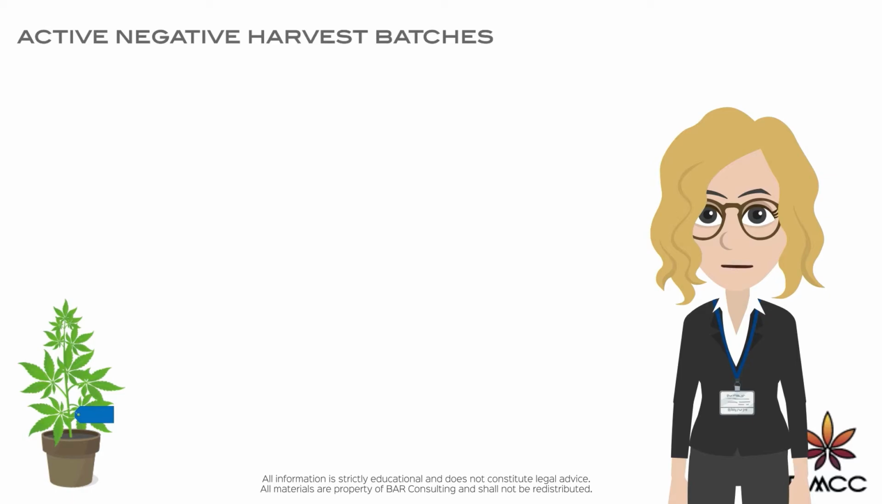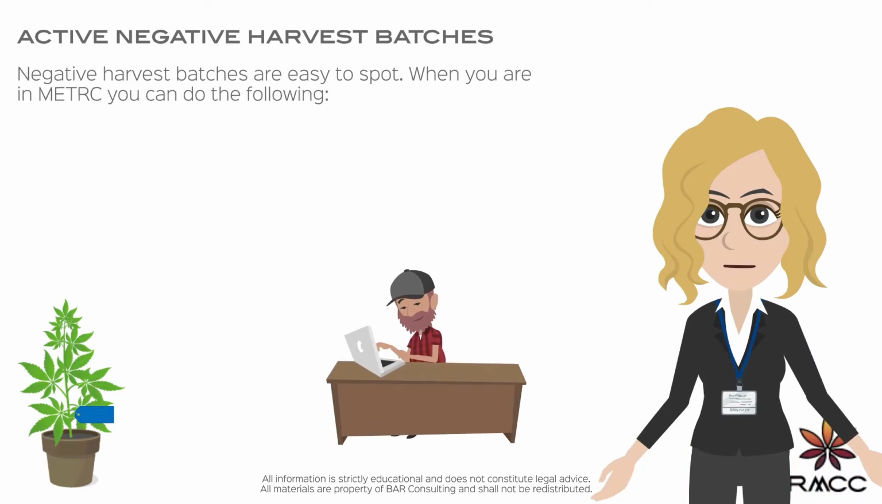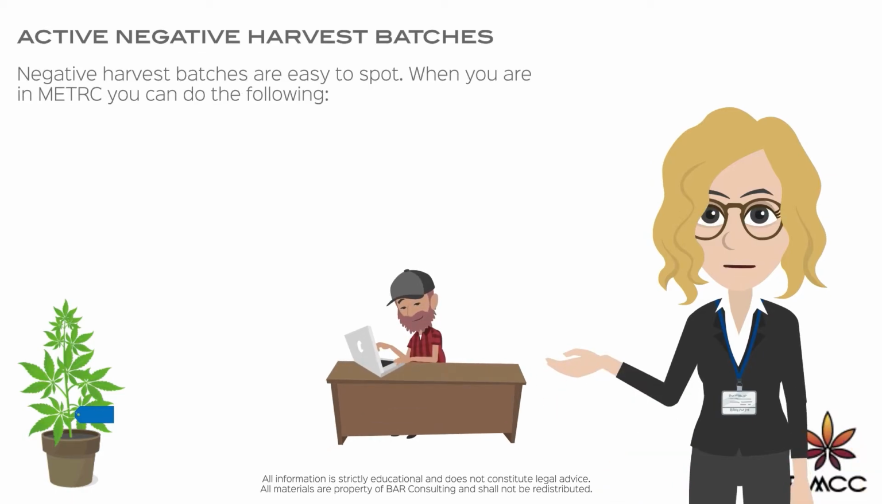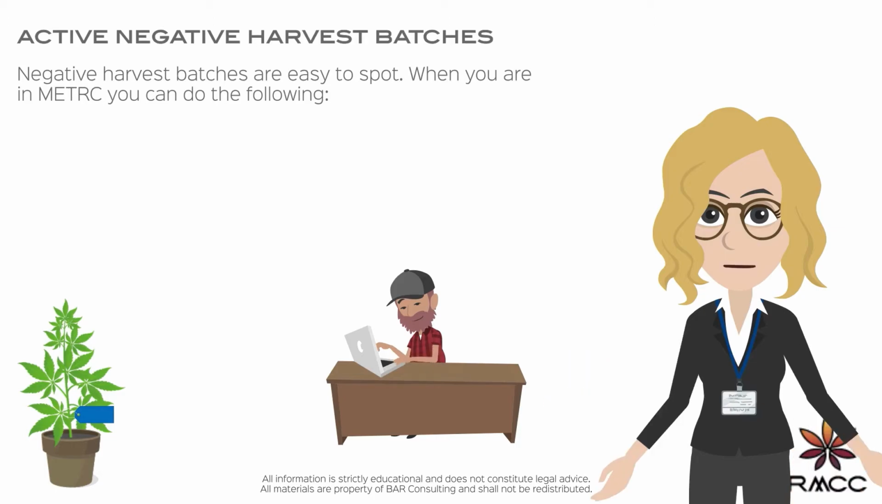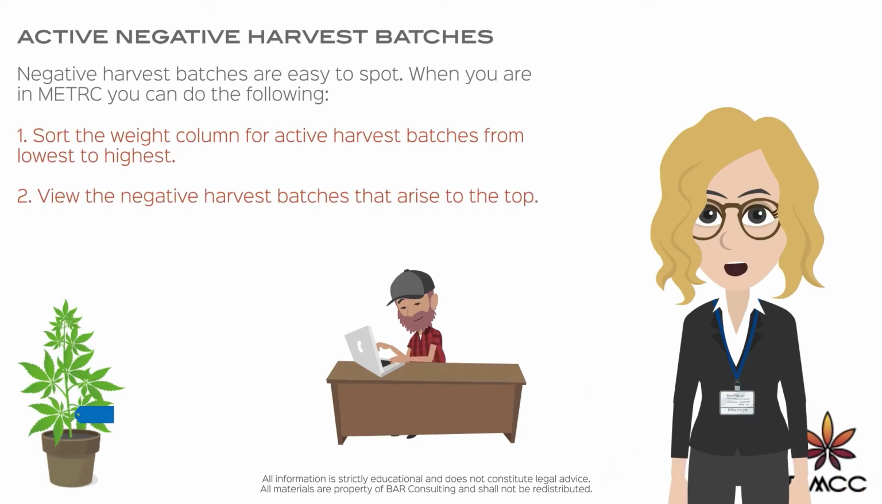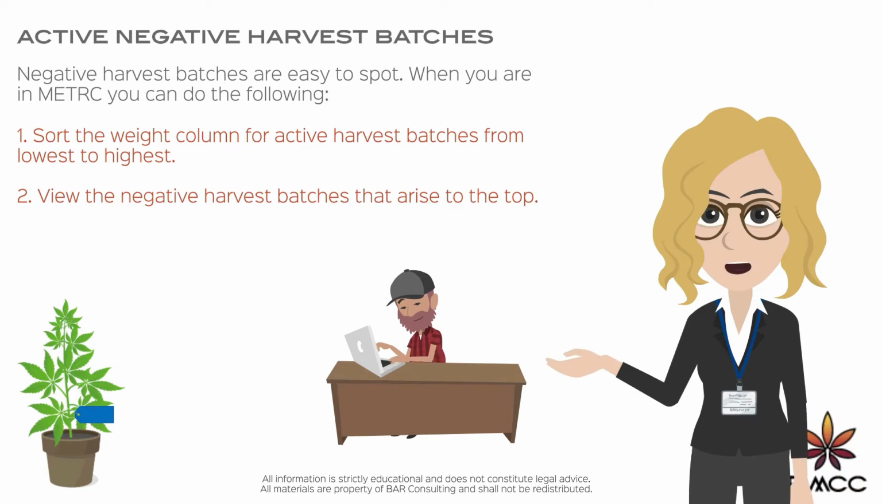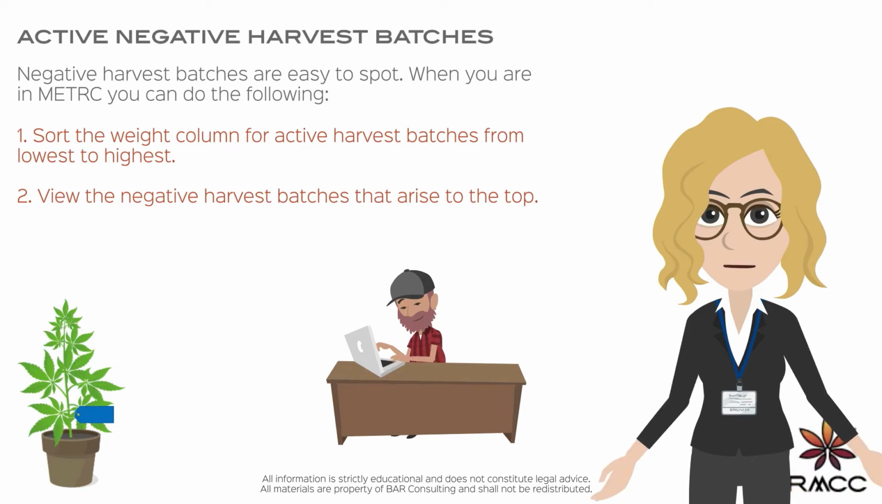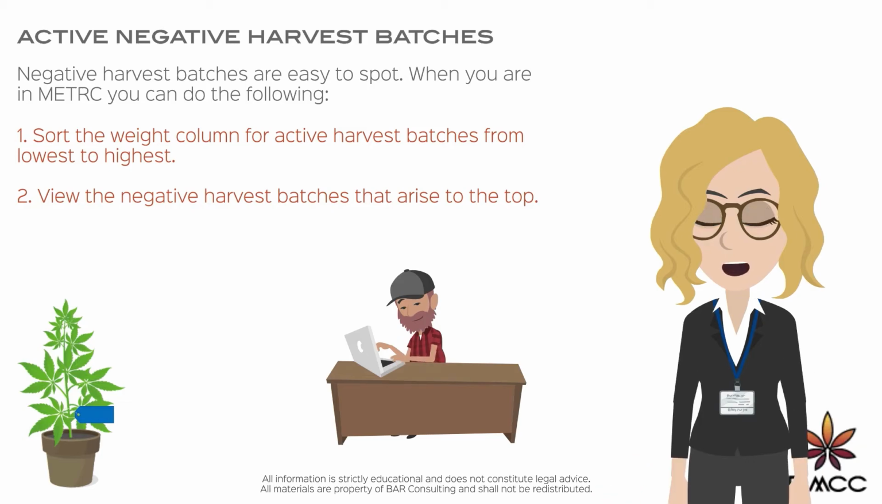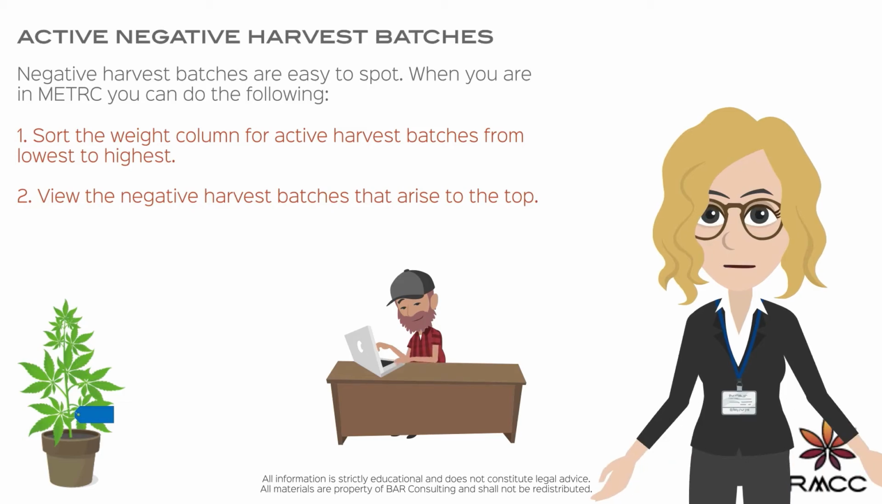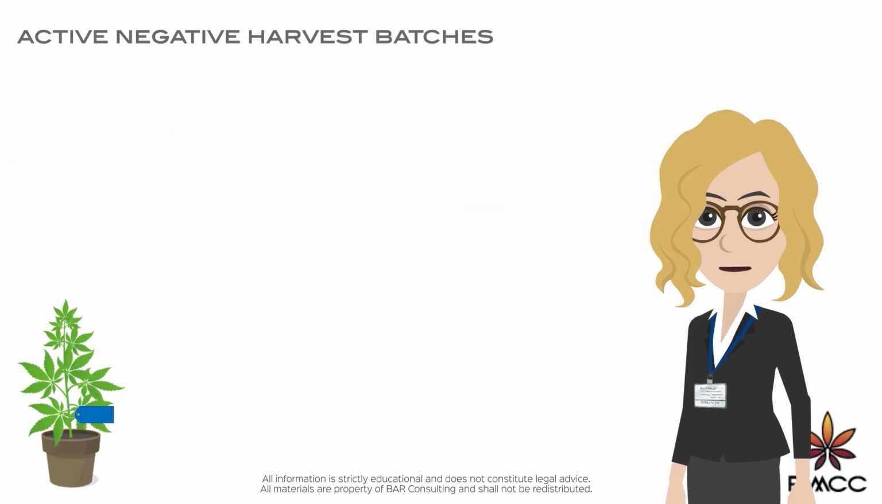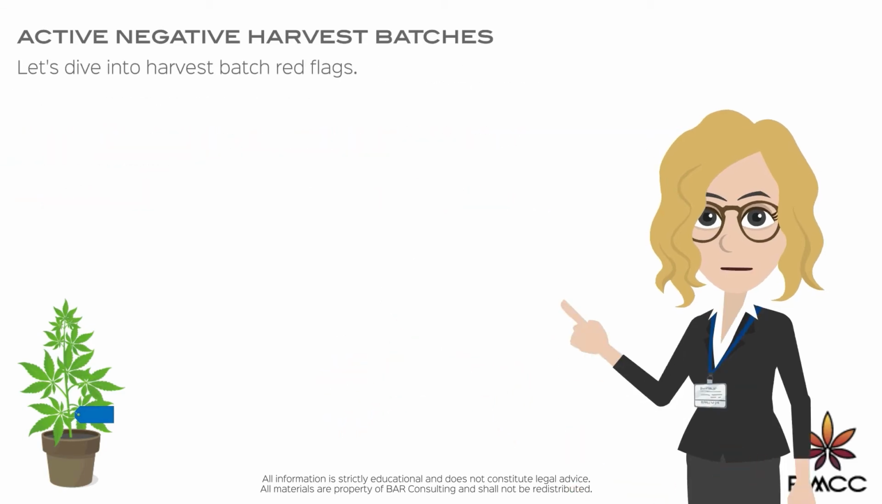The good news about negative harvest batches is that they're very easy to spot. When you're in Metrc, all you need to do is sort the weight column from lowest to highest. When you sort the weight column for active harvest batches, the negative harvest batches will arise straight at the top for you. All right, let's dive into the harvest batch red flags.